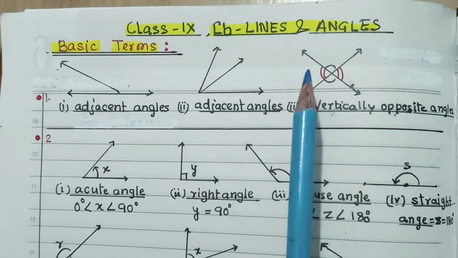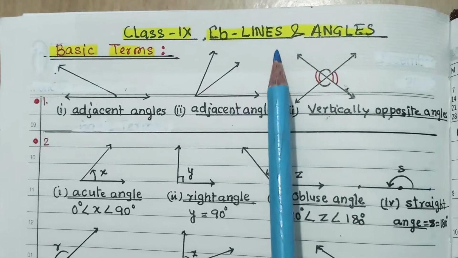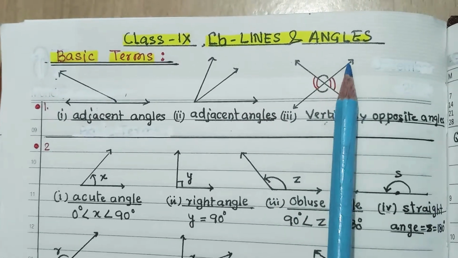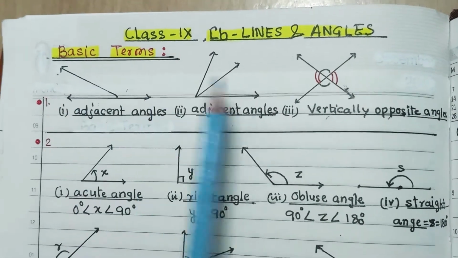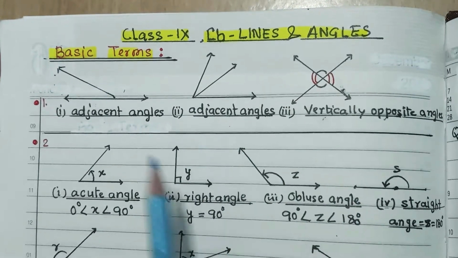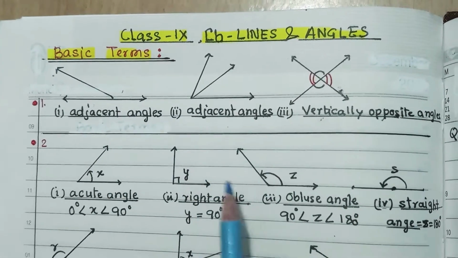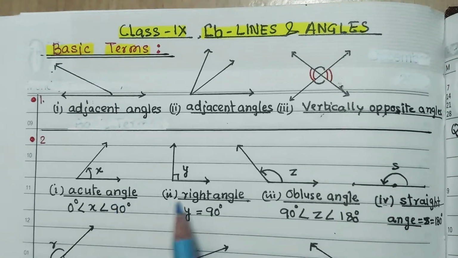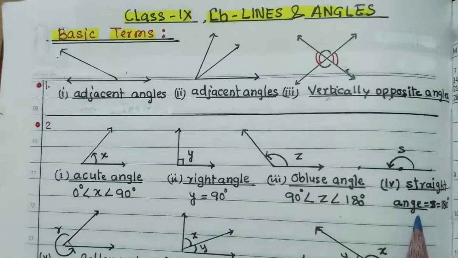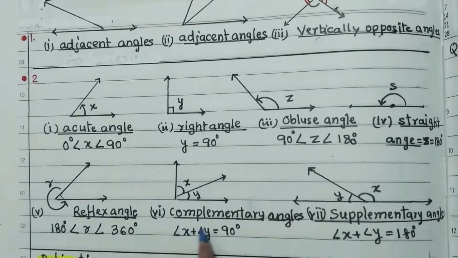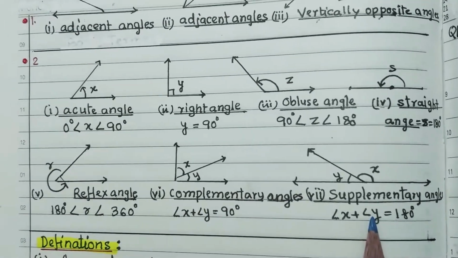Today I am going to explain the chapter Lines and Angles. The basic terms in this chapter are the different types of angles. These are acute angle, right angle, obtuse angle, straight angle, reflex angle, complementary angle, and supplementary angle.